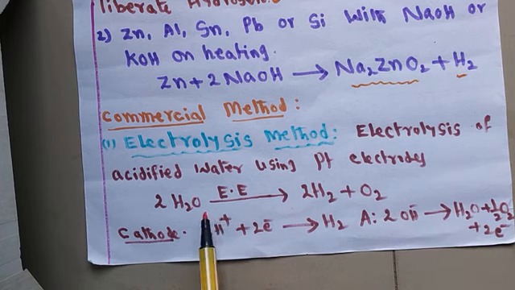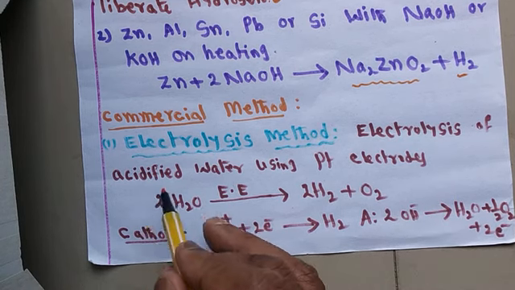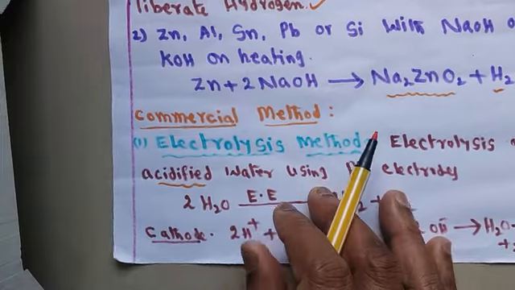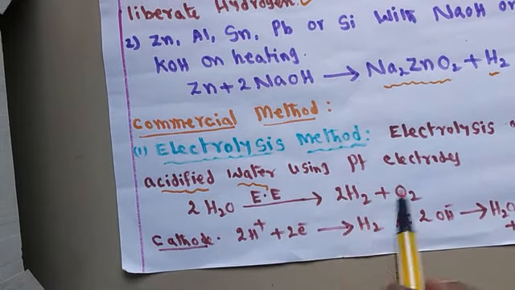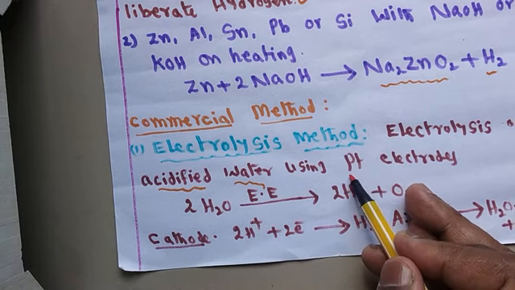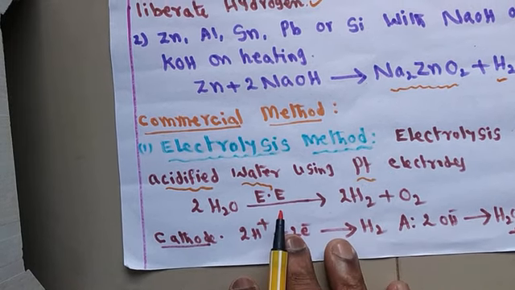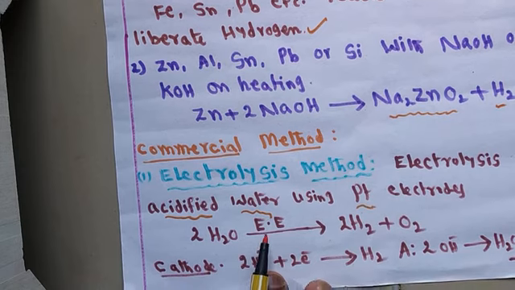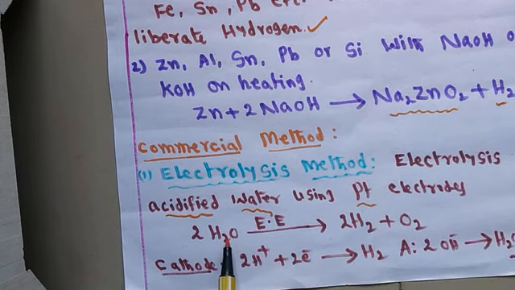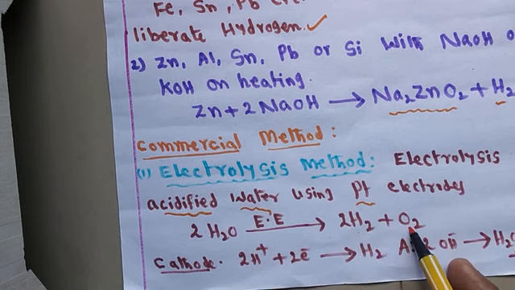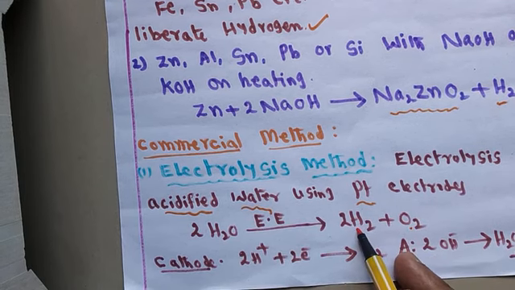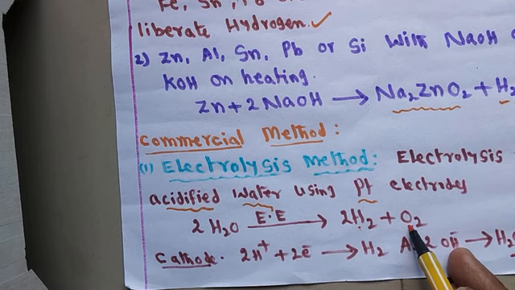In the electrolysis process, you are using acidified water, children. In acidified water you are using platinum electrodes. When electric current is passed, acidified water undergoes electrolysis, with liberation of hydrogen gas as well as oxygen gas. Hydrogen gas is liberated at the cathode, oxygen gas is liberated at the anode.